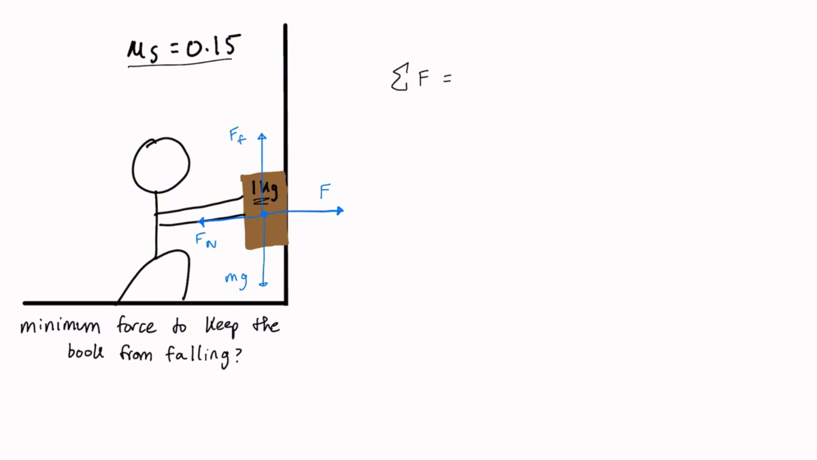Let's start out by writing our sum of the forces. In the y direction, we have Ff minus mg. And if we want the minimum force to keep the book from falling, we're going to set this equal to 0, as anything below 0 will cause the book to fall. So, Ff is also equal to Fn mu s, or the static coefficient of friction, and we could add mg to the other side. Dividing by mu s, we get Fn is equal to mg over mu s.